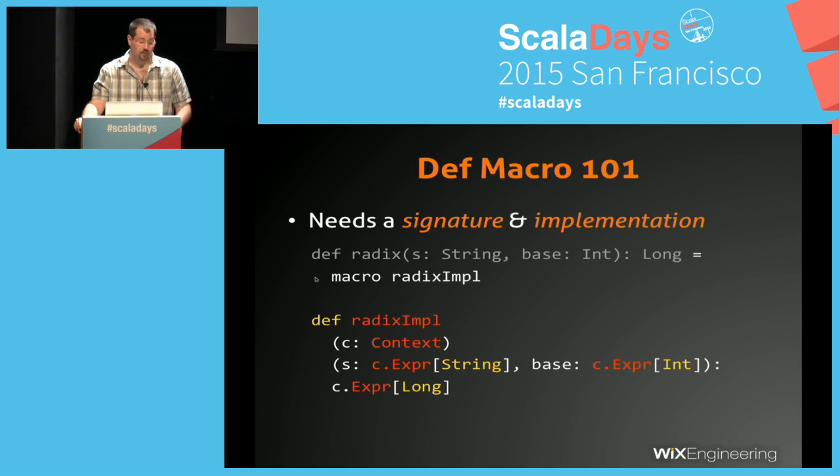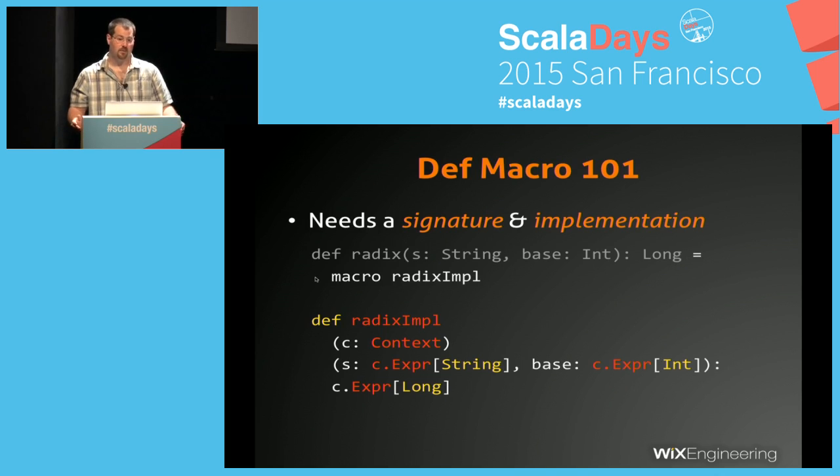Okay, so you take in an extra parameter list that gives you a context. I'm going to cover that in a second. And you take in the same set of parameters as the formal method signature that is visible to the actual code, but each parameter, instead of having its normal type, takes in an expression of that type. Similarly, you return a tree.